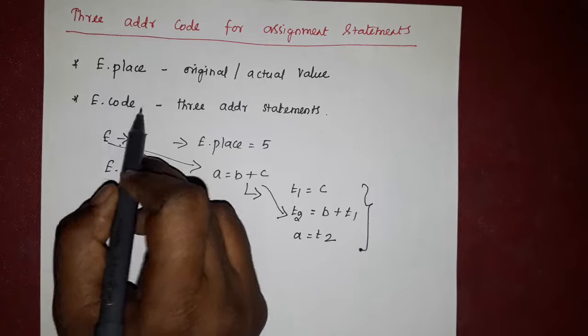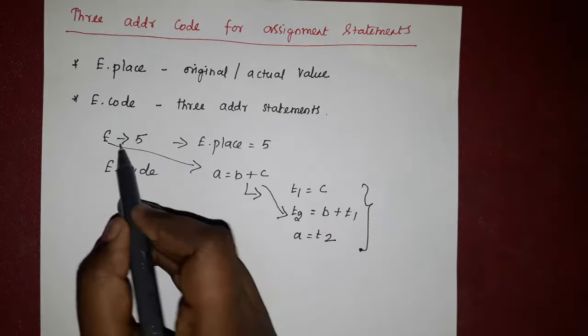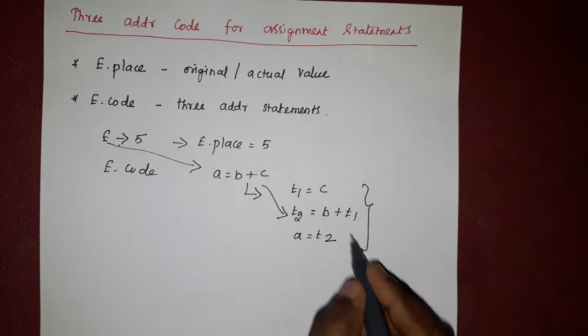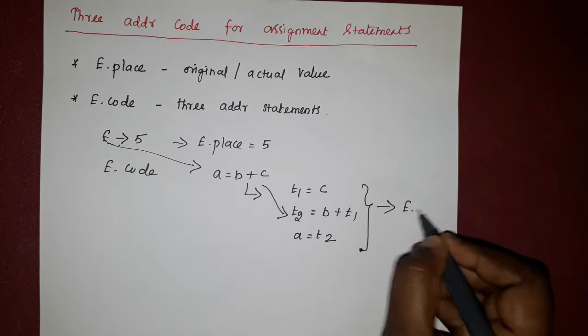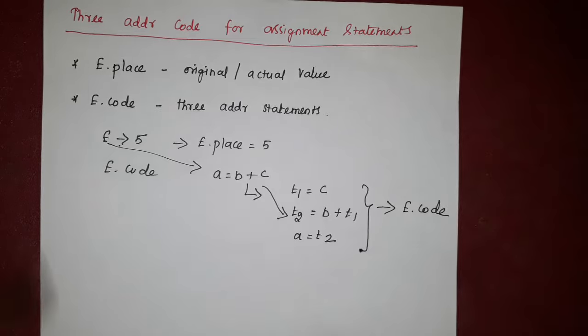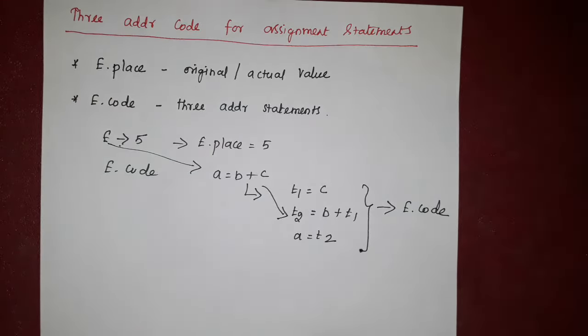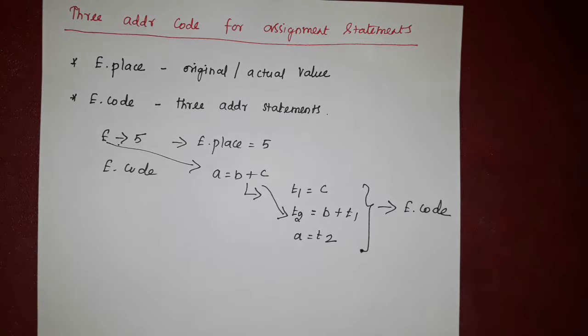So E dot code is the three address statement evaluating the particular expression. This is the three address statement or three address code. So it can be indicated by E dot code. By using these two terms, I am going to write three address code for all assignment statements. Let us see some examples.